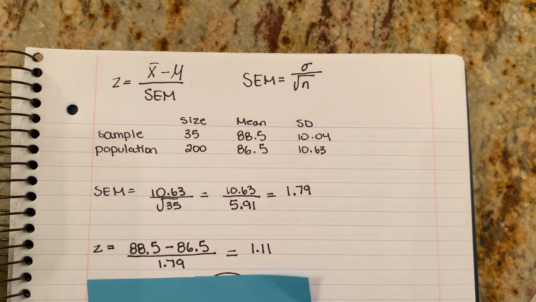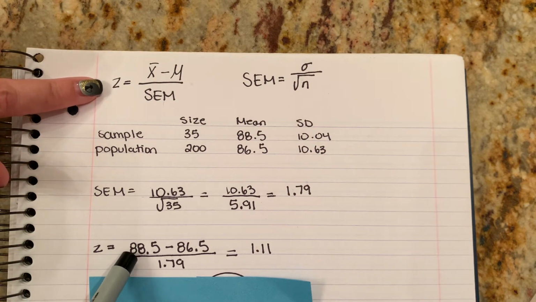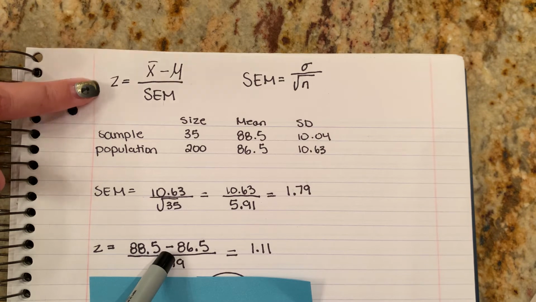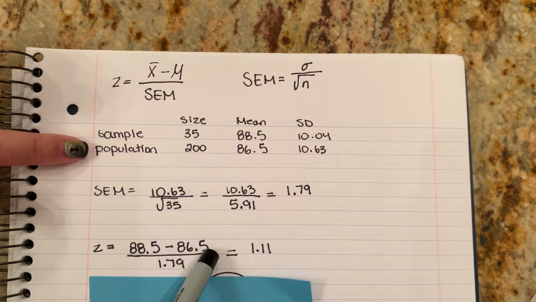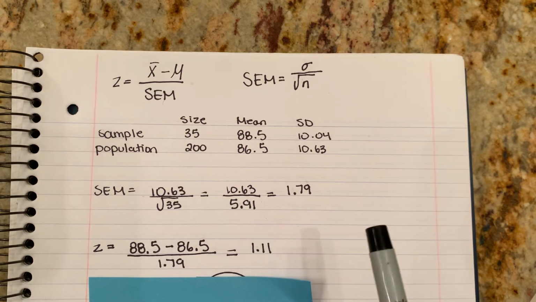When we plug those values into this formula, it looks like this. So we have our sample mean minus our population mean, 86.5, divided by the standard error of the mean, which was 1.79. And when we do that, voila, we have the final value here. So it's not a really difficult computation to make. It's actually quite easy once you try it a time or two.